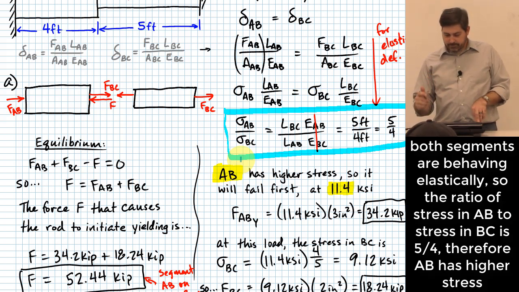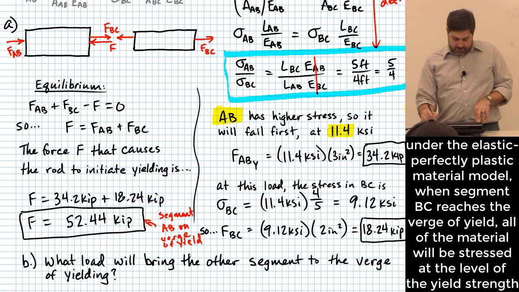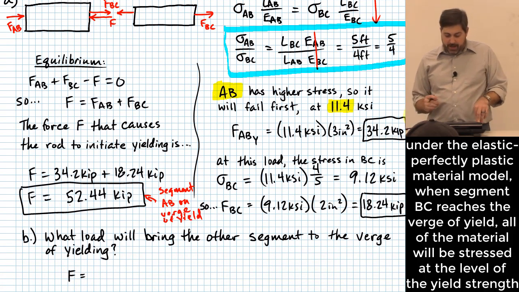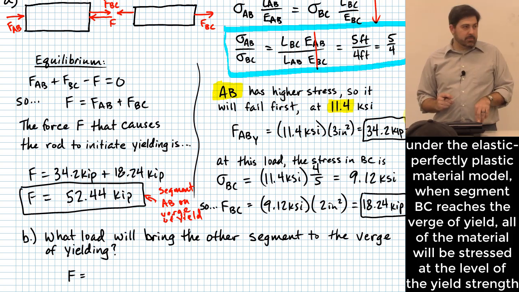Fair? Okay, now the next part says, how much load would we have to apply to bring the other segment, segment BC, to where it's on the verge of yielding? Okay? Believe it or not, this is an easier question than the first one. Why is that?